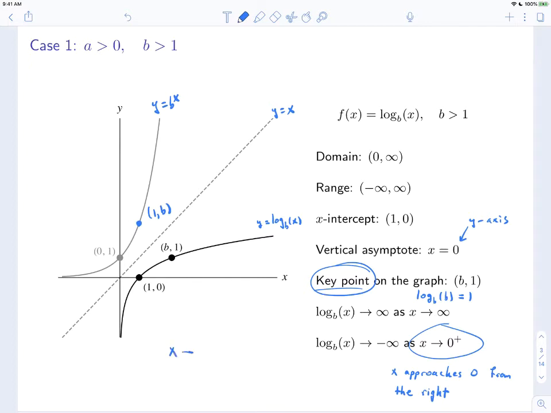So x approaching 0 plus means that x equals 0 plus something. So you should think of it as being slightly bigger than 0, and going to 0, getting smaller. As that happens, the curve just decreases without bound. It goes to negative infinity. So this is the case 1 where b is greater than 1.